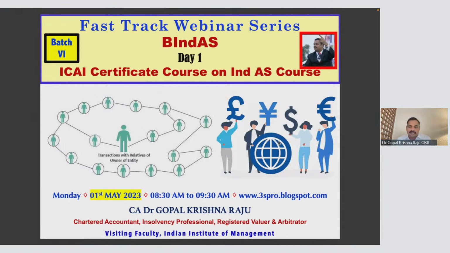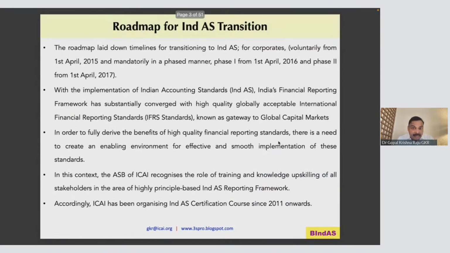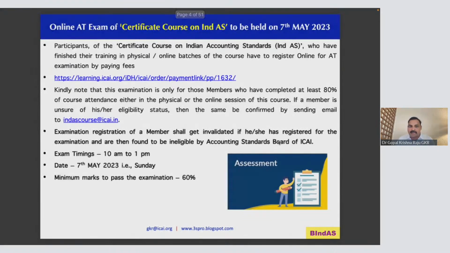Practically also I will discuss, and I wish to share with you that the pattern of examination will be like this. There will be a 100 marks question paper, which will be online, which will have 75 questions, 50 into 1 mark questions and 25 into 2 mark questions. One good thing about the certificate courses, there is no negative marking. I repeat, there is no negative marking, and the minimum pass mark is 60%.